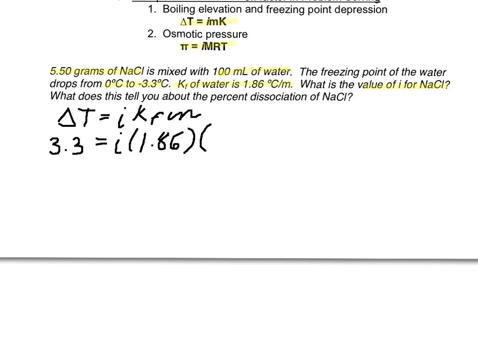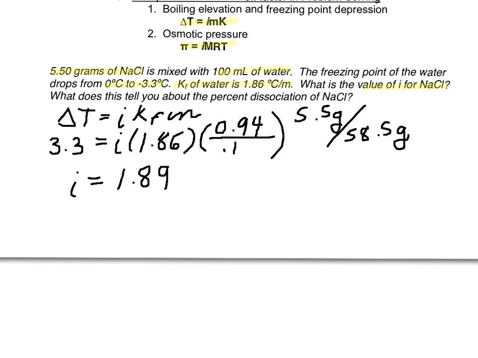When we start plugging in numbers, we're going to have to figure out what the moles of the NaCl are over kilograms of solvent. So when we do that, we take that 5.5 grams of NaCl, divide that by the molar mass. We find moles of solute, so moles of NaCl is about 0.094, over kilograms of solvent, 0.1 kilograms. And so we get for our value for i to be 1.89. Now again, we would expect it to be 2, so there is a little bit of ion pairing going on here.